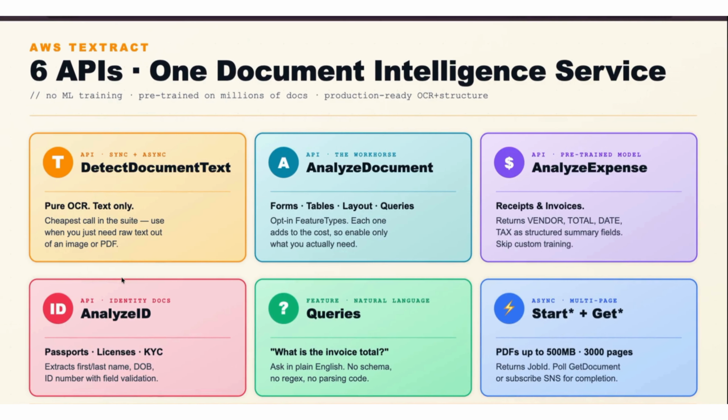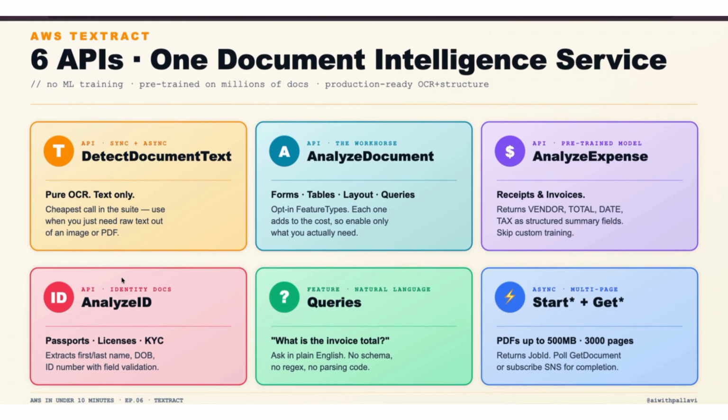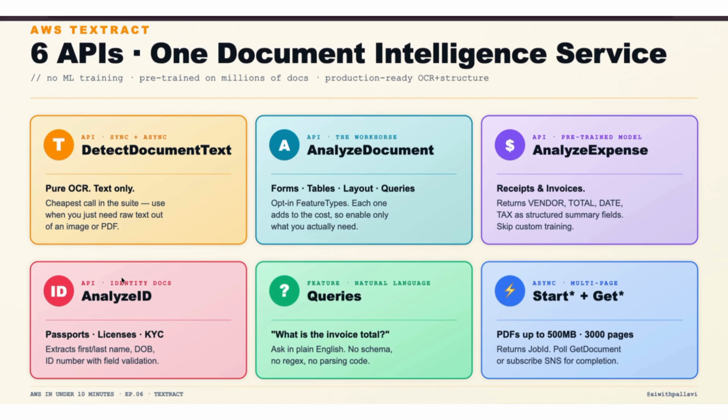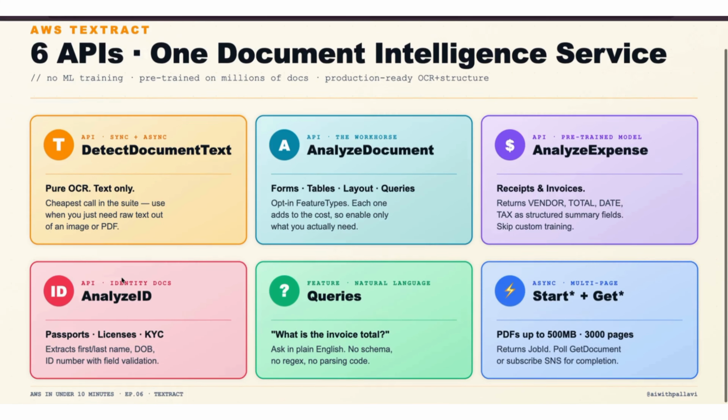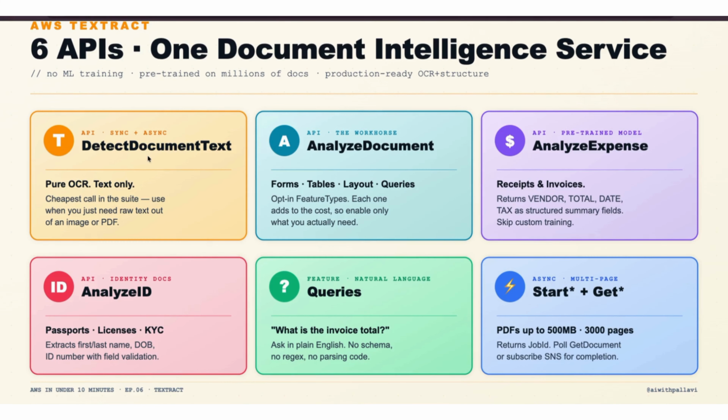Majorly, Textract has 6 different APIs under just one service. You don't have to manage any particular model, no ML training. It is already pre-trained on multiple docs and also it's production ready. Now, what you can do is use the DetectDocumentText API. It's pure OCR, so it will just give you the text only. It's also the cheapest call in the suite because there are multiple calls and the pricing also differs.